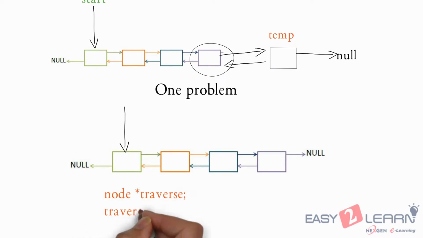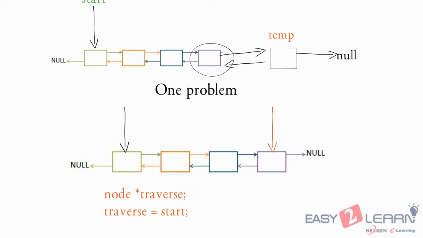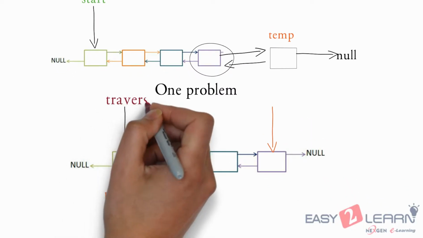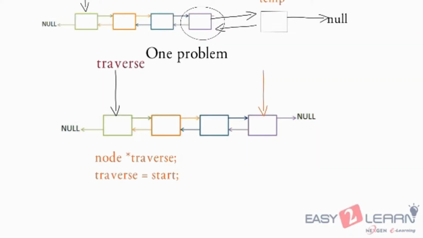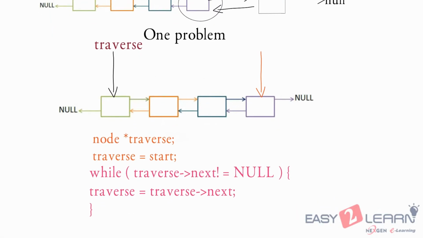Observe what I'm doing. In general, we start from the first node, and for this I have created a pointer called traverse and assigned the starting node to traverse. And here I am using a while loop. While traverse of next, which means the next pointer of traverse, is not equal to null, then traverse of next is assigned to traverse. What is this? Observe. It will just move on to the last node because the next pointer of the last node points towards the null.